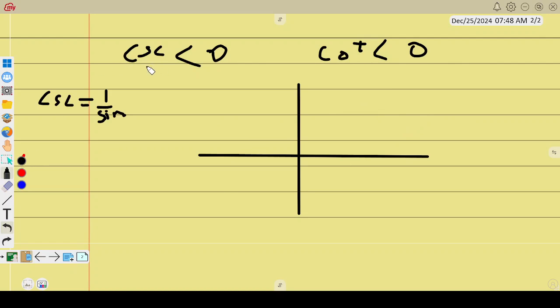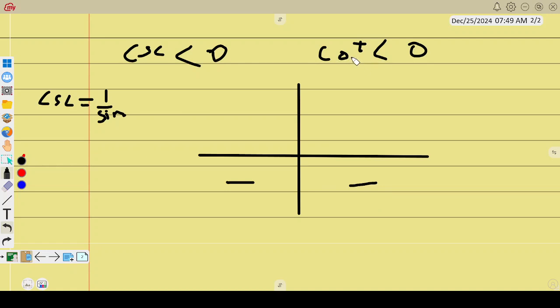So starting with cosec, where is sine less than 0? In here it's positive. Even here sine is positive, you know, all students. And then in here sine is negative, and there. You're following? So sine is negative in here and there. Cosec relating to sine.